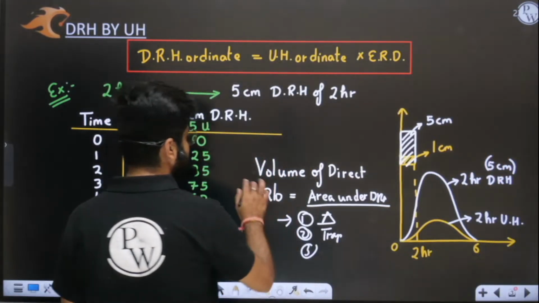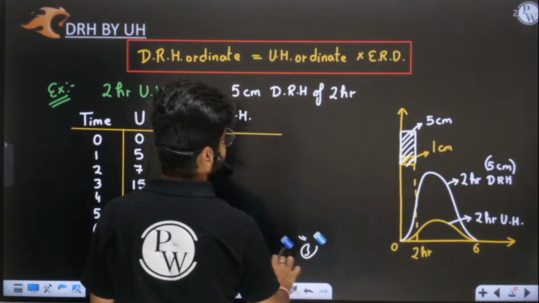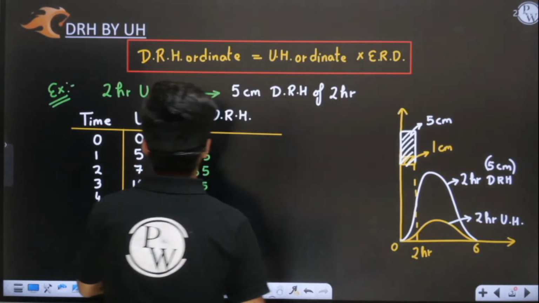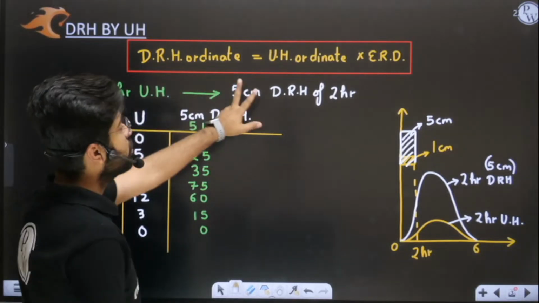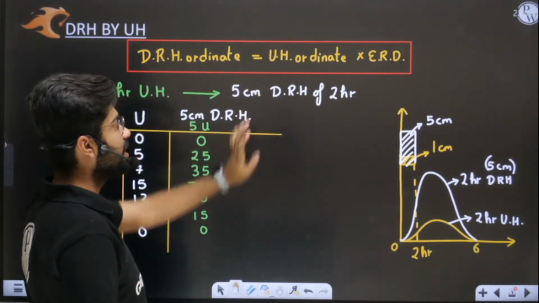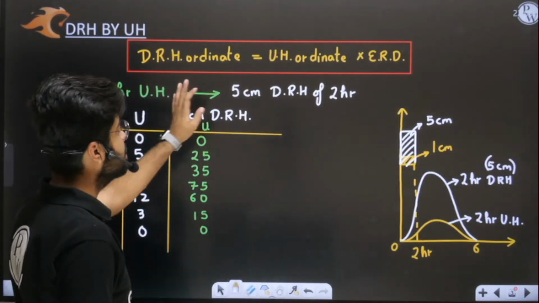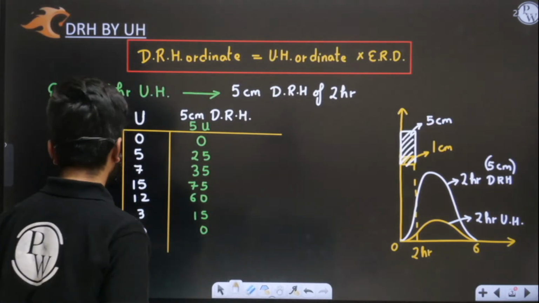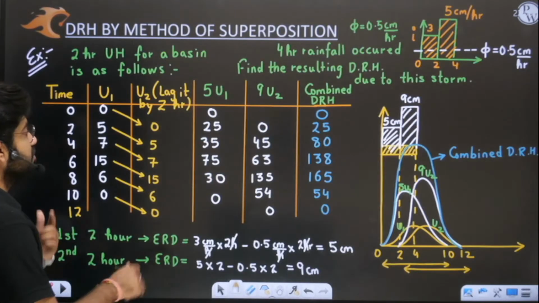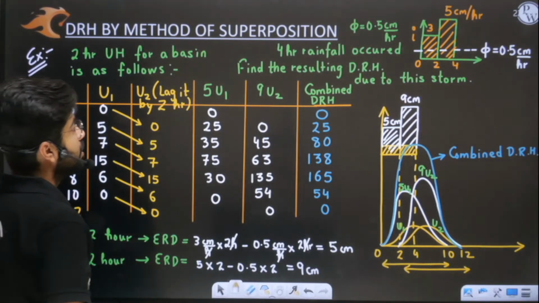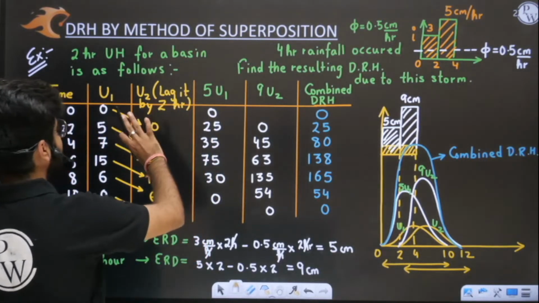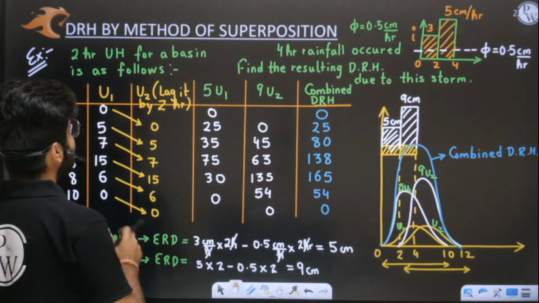So this is the concept. Then in the last class I told you how to convert a unit hydrograph into a DRH. Simply we have to multiply it by the effective rainfall depth, and this is valid only because of linear response. That's why we were able to multiply it. Then we discussed how to use your DRH.